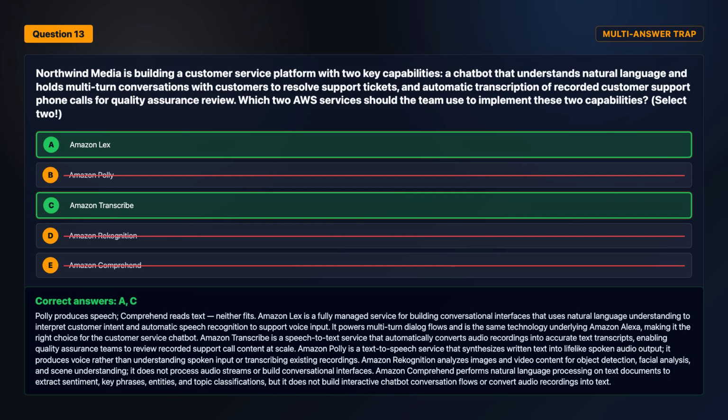Amazon Rekognition analyzes images and video content for object detection, facial analysis, and scene understanding. It does not process audio streams or build conversational interfaces. Amazon Comprehend performs natural language processing on text documents to extract sentiment, key phrases, entities, and topic classifications, but it does not build interactive chatbot conversation flows or convert audio recordings into text.